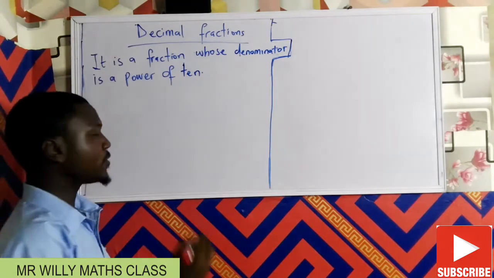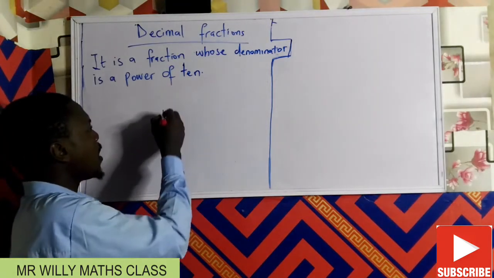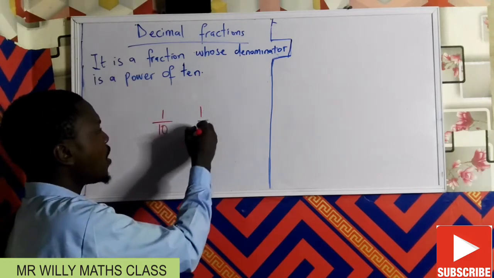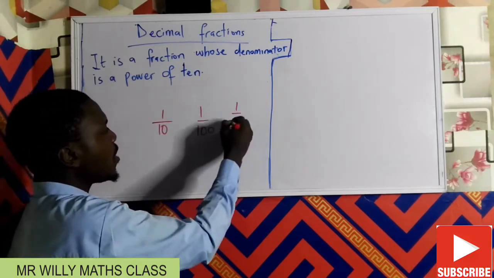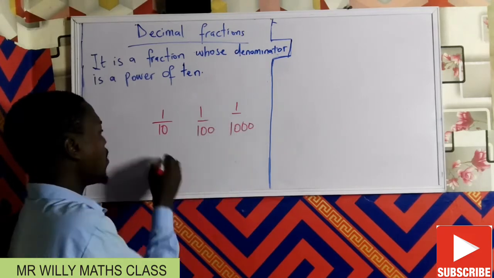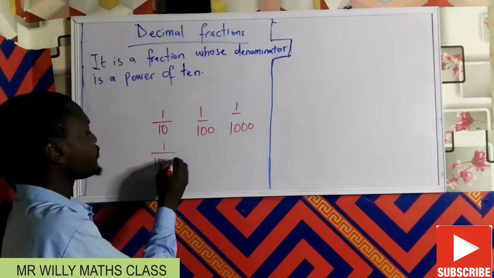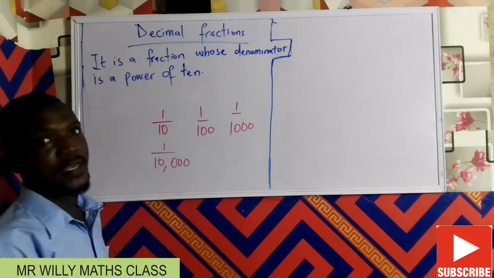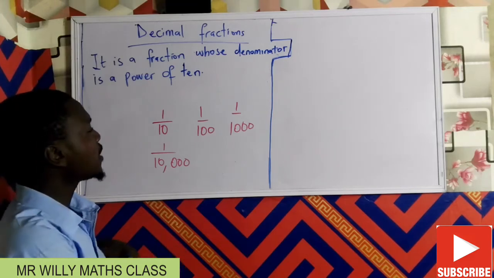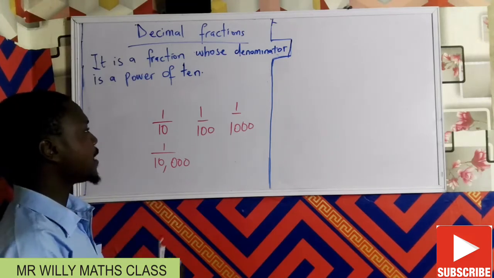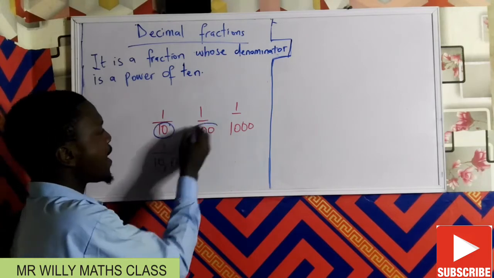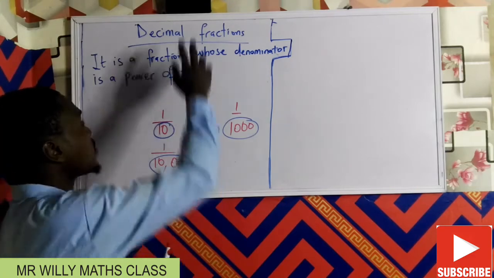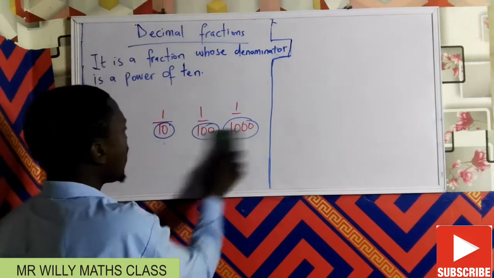Now, what do I mean by power of 10? If you have a fraction like 1 over 10, this is a decimal fraction. If you have a fraction like 1 over 100, 1 over 1000, 1 over 10,000, these are examples of decimal fractions. Why are they decimal fractions? Because the denominators are in power of 10. That's why you can consider these examples as decimal fractions.